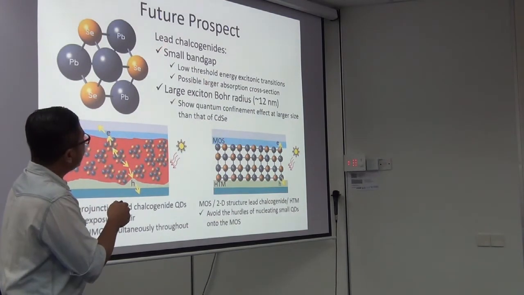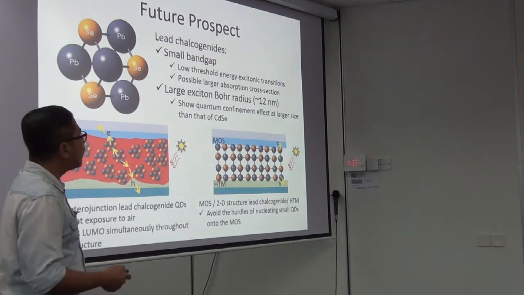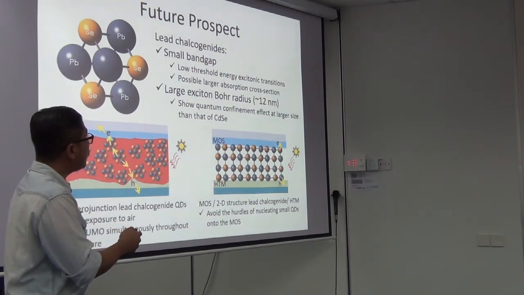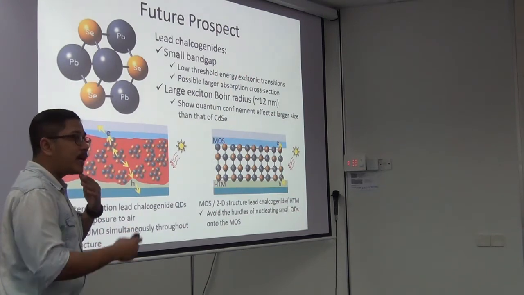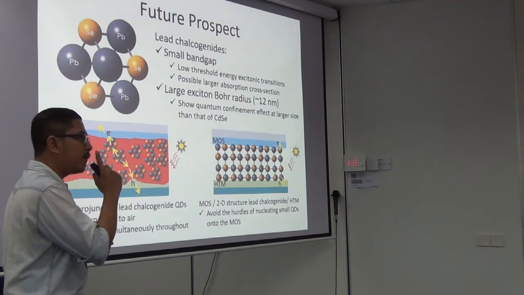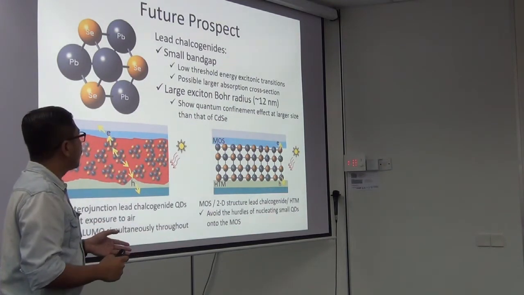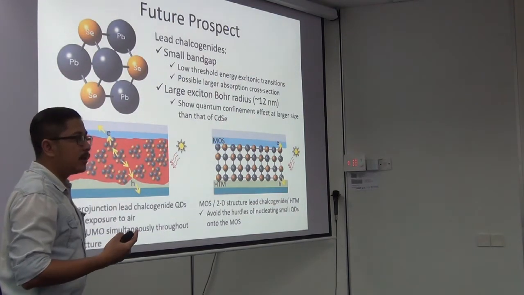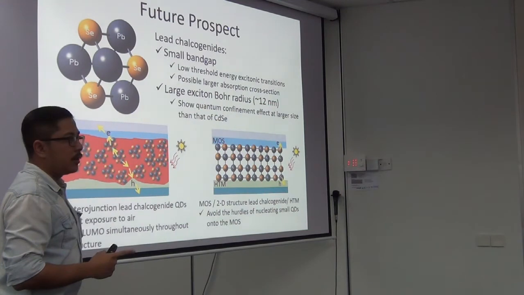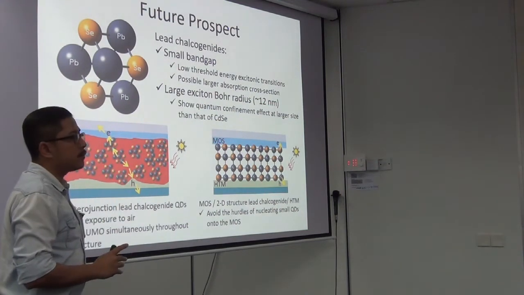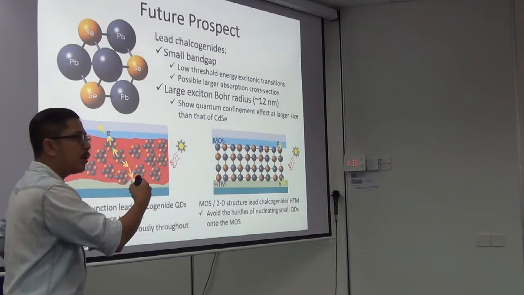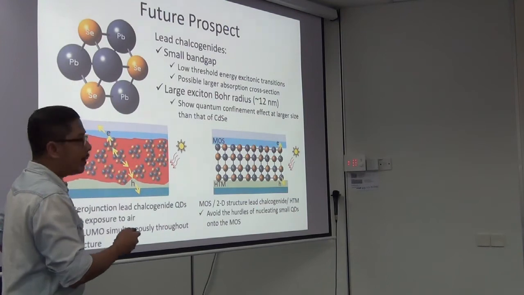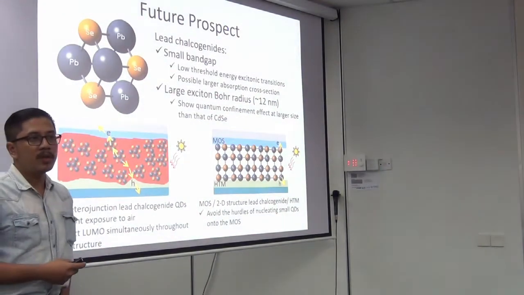We could start to look at the lead chalcogenides. Why? The first reason is the small band gap. Why small band gap? Low threshold energy for exciton transition, which I believe I explained to you during the first week of lecture. Low threshold energy for electron transition. The first excitonic peak should be at a longer wavelength, possibly in the region of near infrared or infrared, so it will give us a larger absorption cross section.